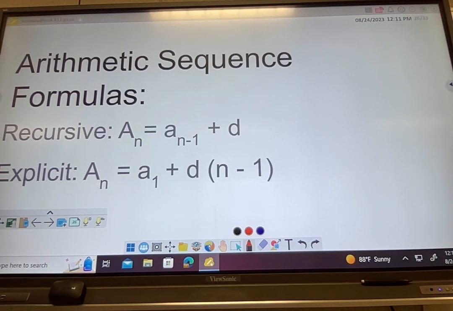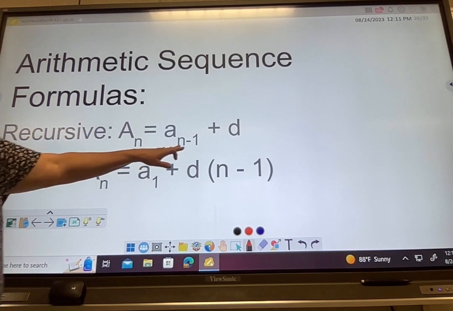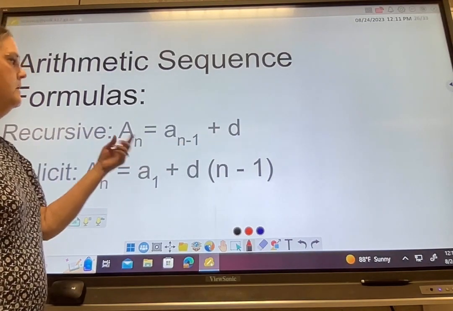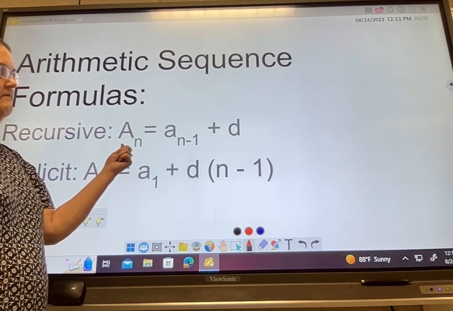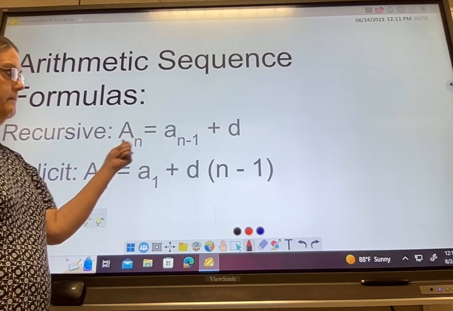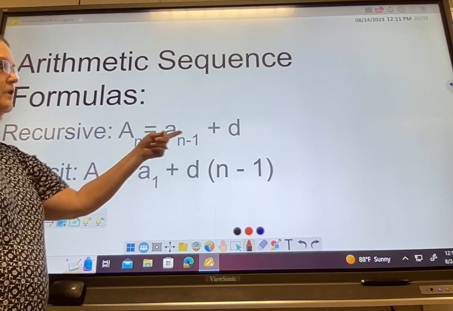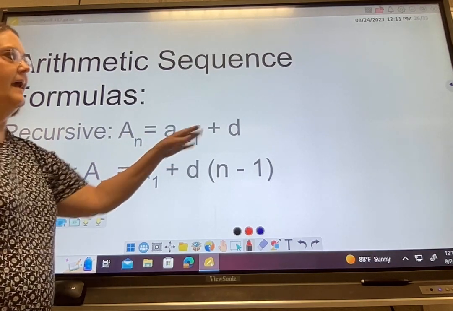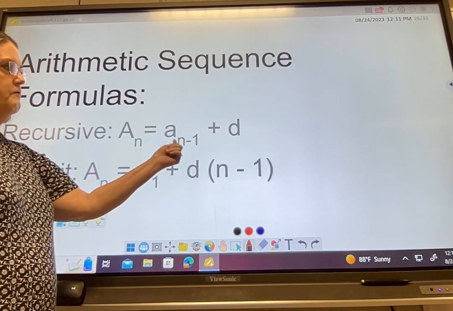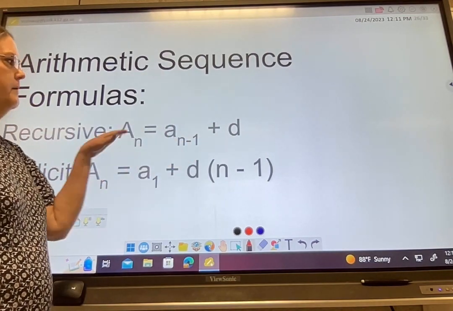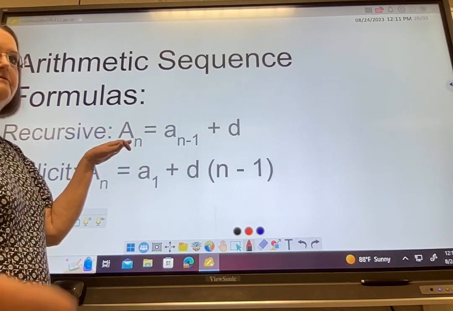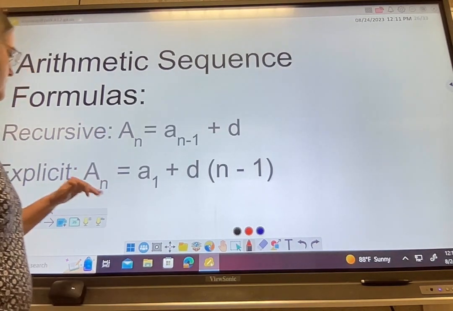Arithmetic sequence formulas. This is our recursive formula: a sub n equals a sub n minus 1 plus d. Meaning that if I want to find the fifth term, n being the fifth term, then I look at the fourth term and add the common difference. So 5 minus 1 is 4. So for recursive, you have to have the term before it to be able to answer.